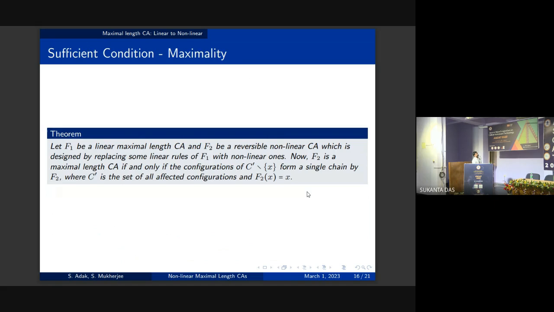So this is the sufficient condition to get maximality. If we have a linear maximal length CA and we replace one linear rule by a non-linear rule, we further have to check whether all the affected configurations lie in a single cycle or not. If all the affected configurations lie in a single cycle, then the CA is maximal length. Otherwise, the CA is non-maximal length.